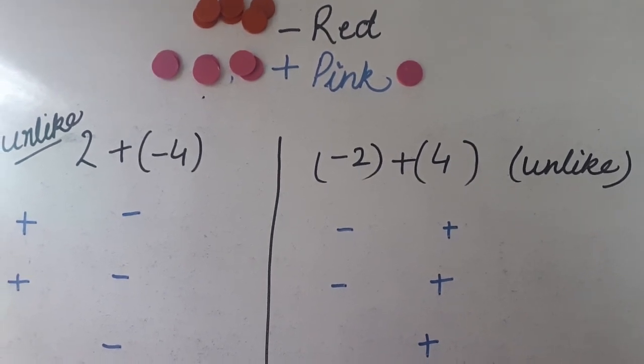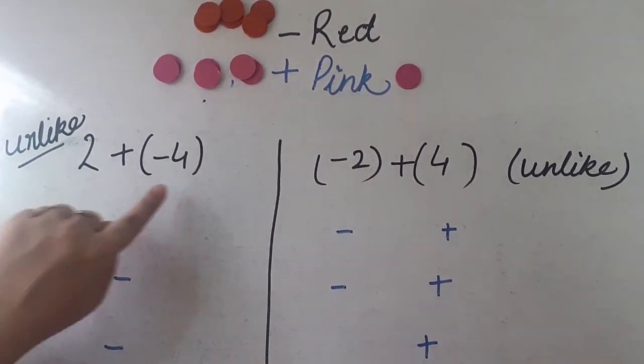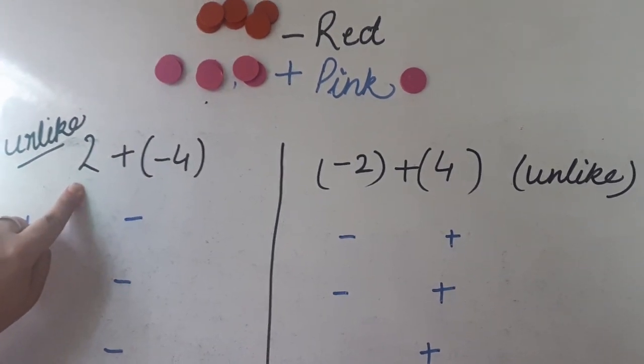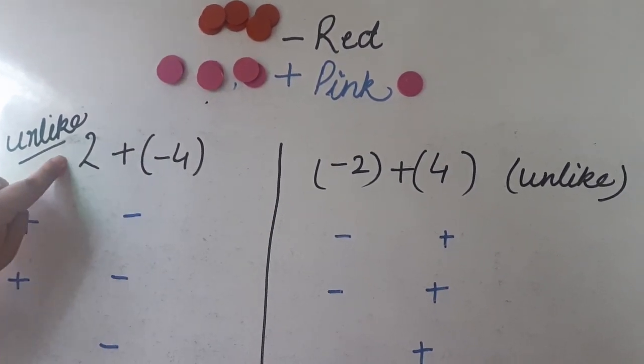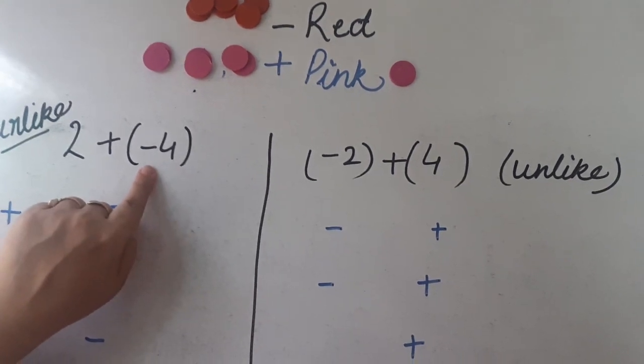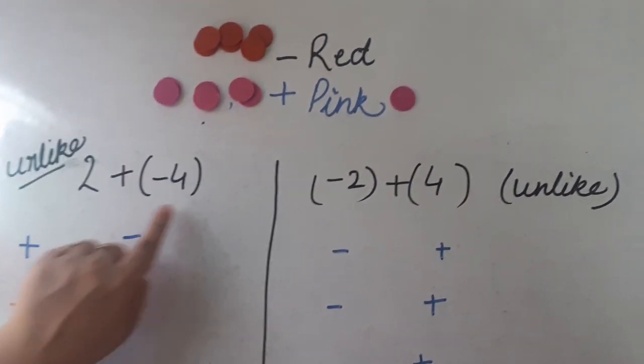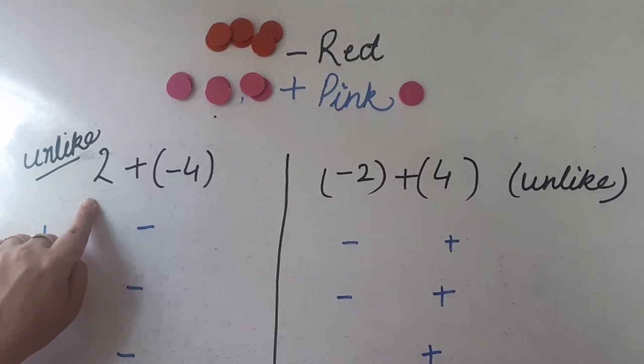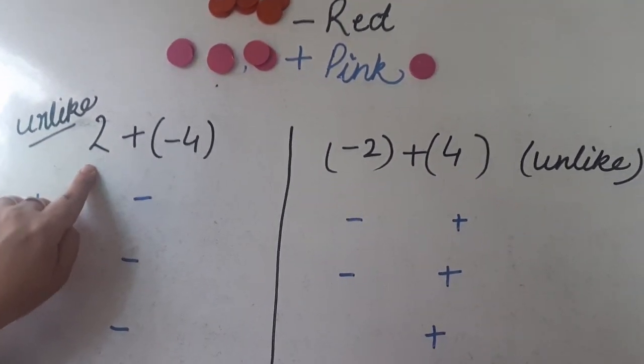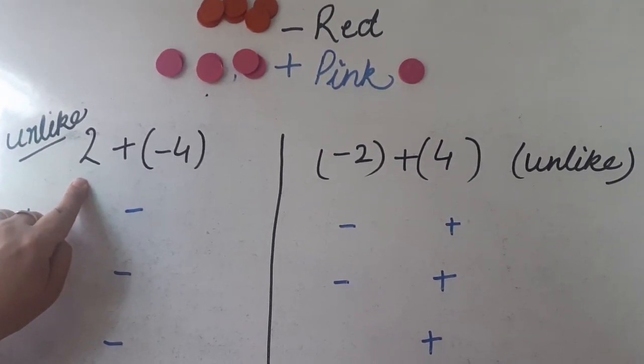Now we are doing addition of unlike integers. As you can see here, 2 is with plus sign and 4 is with negative sign. Both the numbers having different sign. So these kind of integers are known as unlike integers.